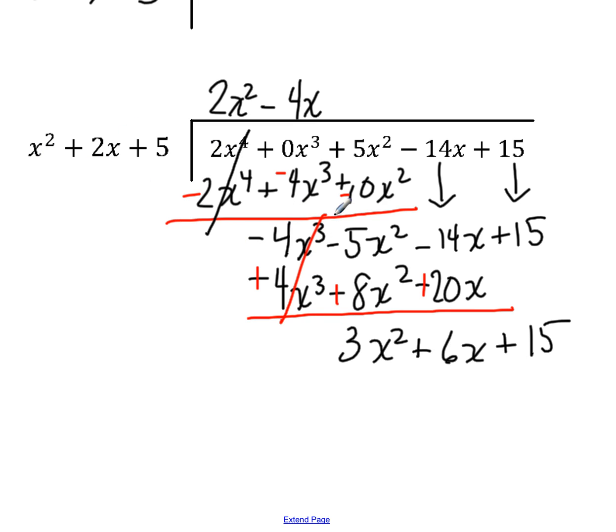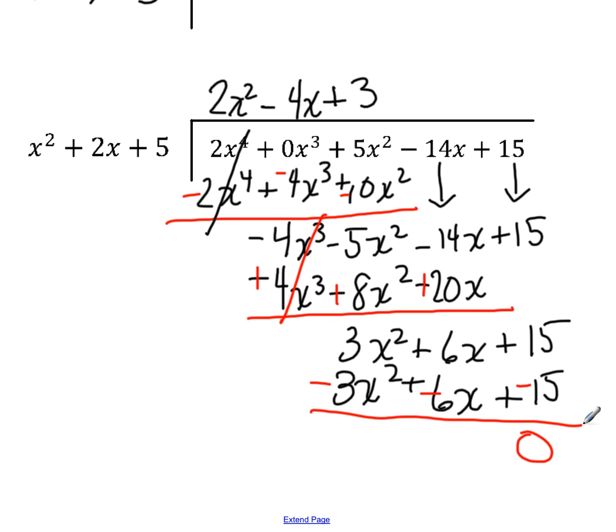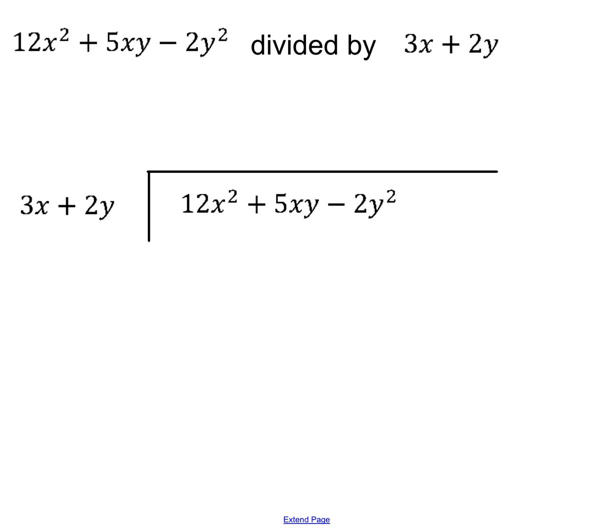Now what's going to give me 3x squared is plus 3. I get 3x squared plus 6x plus 15. Oh my gosh, it matches perfectly, which is what I wanted. Subtract, subtract, subtract, and I get 0. So my final answer is right here. Okay, one more strange one.